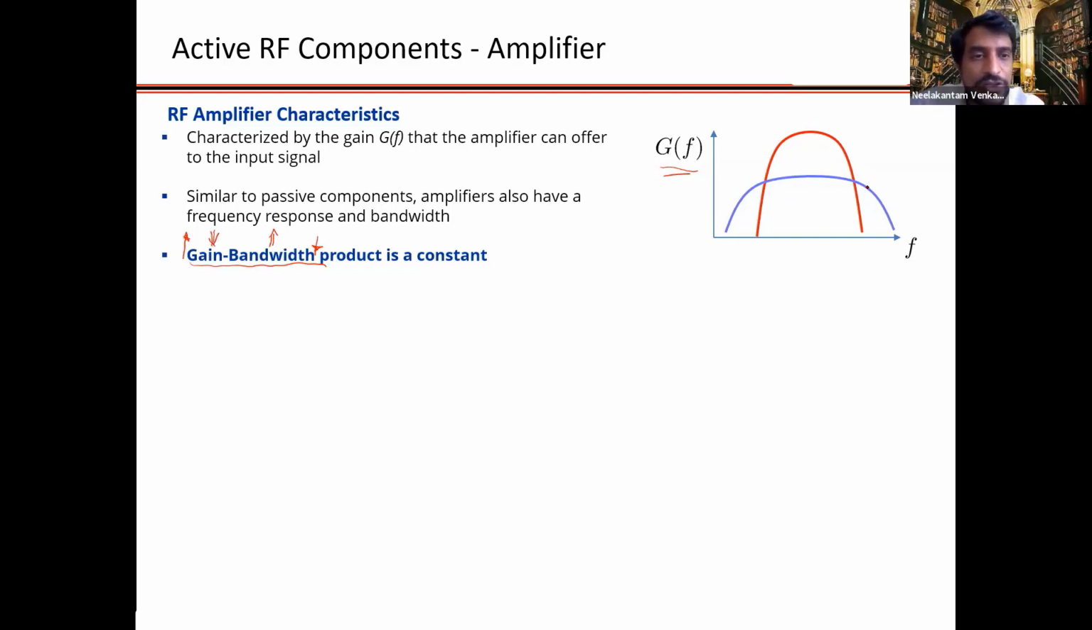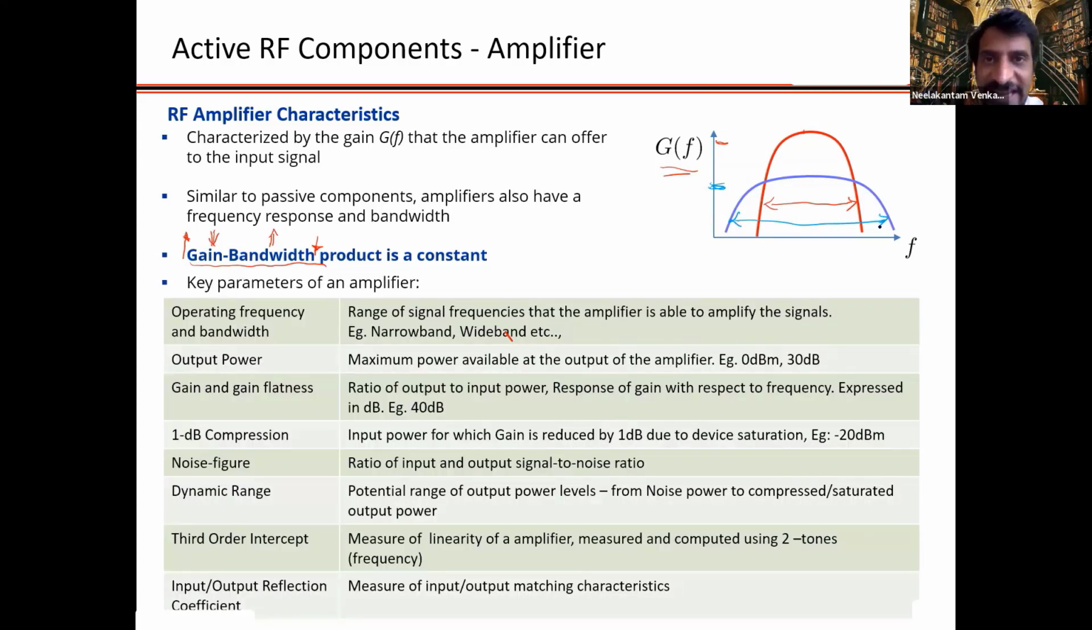For example, the one that you see in the red curve has a very high gain. The gain is high, but the bandwidth is lower than the blue curve, which has a lower gain, but the bandwidth is wider. But apart from this gain and bandwidth, there are other amplifier parameters which are important for systems designers to be able to realize a certain link budget and to realize the RF components that go into that wireless system. Those are output power, we know, the gain and gain flatness, we know.